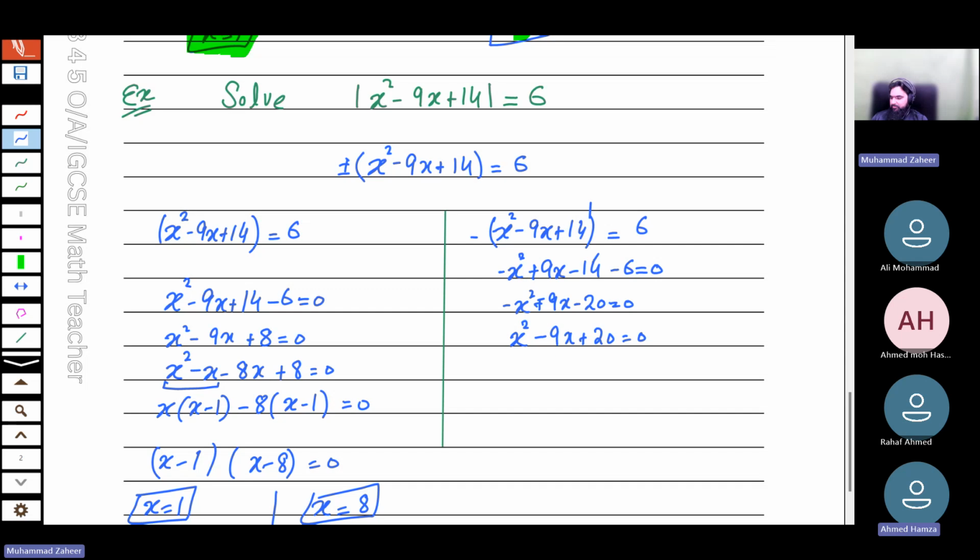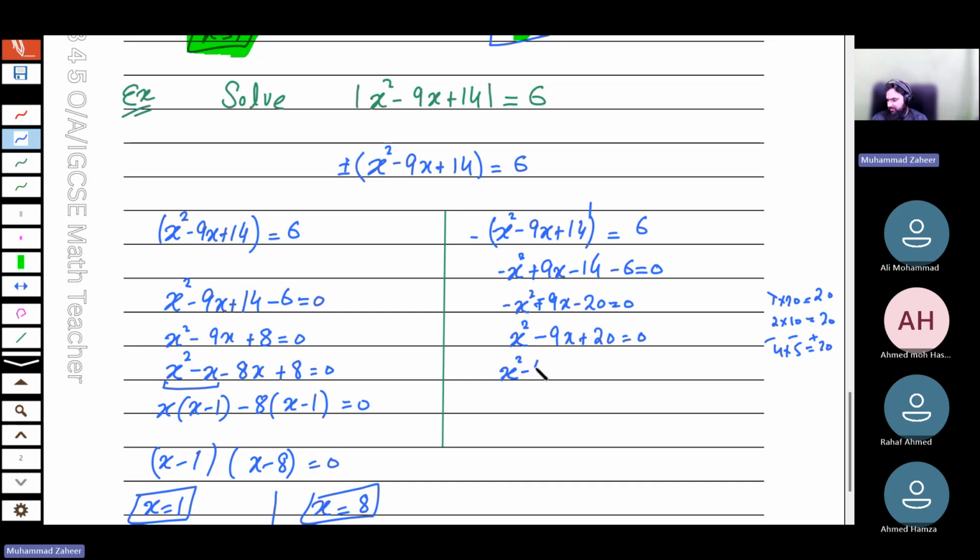Now it's a quadratic equation. Let's try to do the middle term breaking. We need 20. 1 multiplied by 20, 2 times 10 is 20, 4 times 5 is 20. 4 times 5 is the right option. We need a positive product. Both signs are negative. If you add them, it will be minus 9. If you multiply them, it will be positive 20.